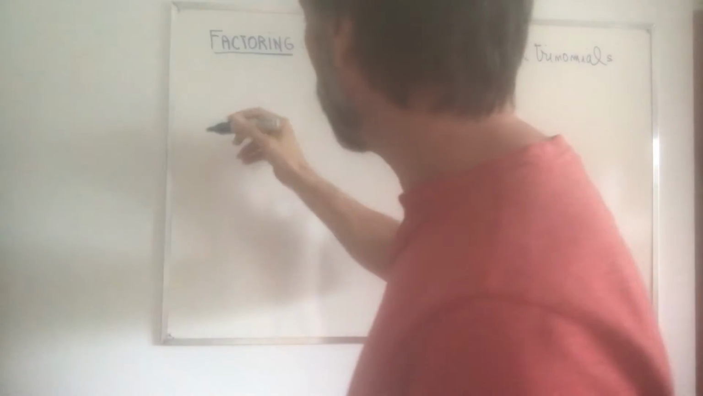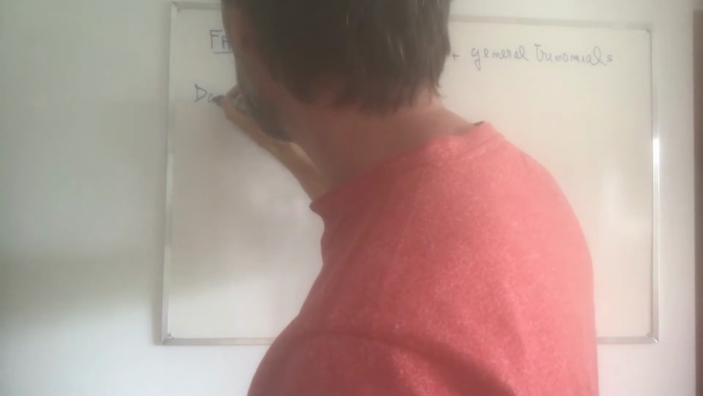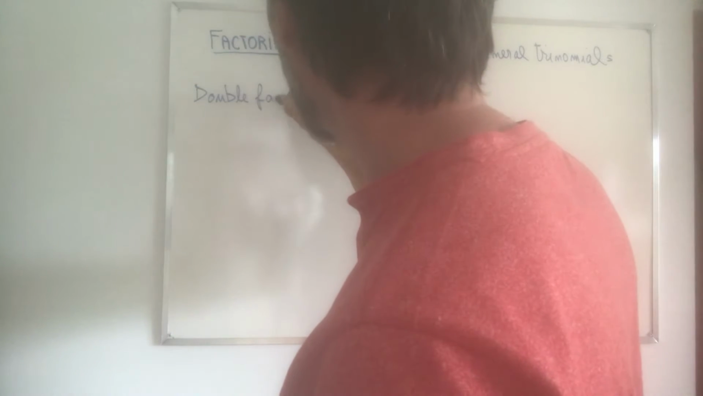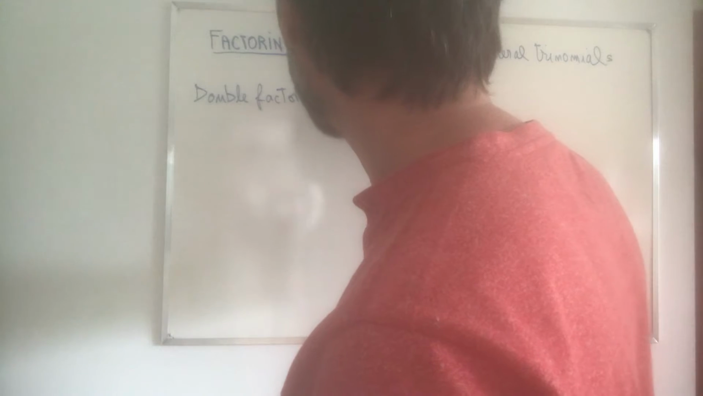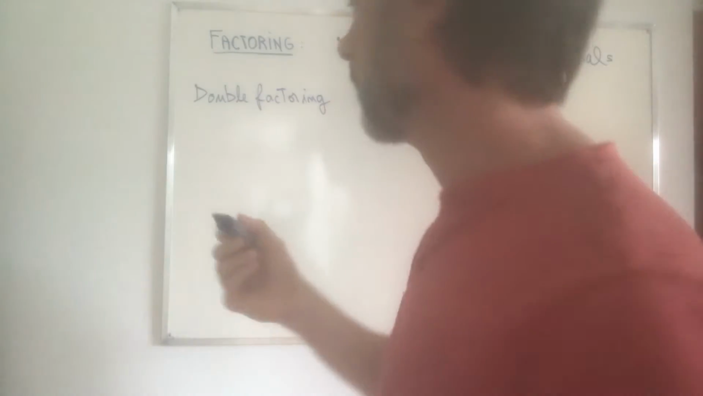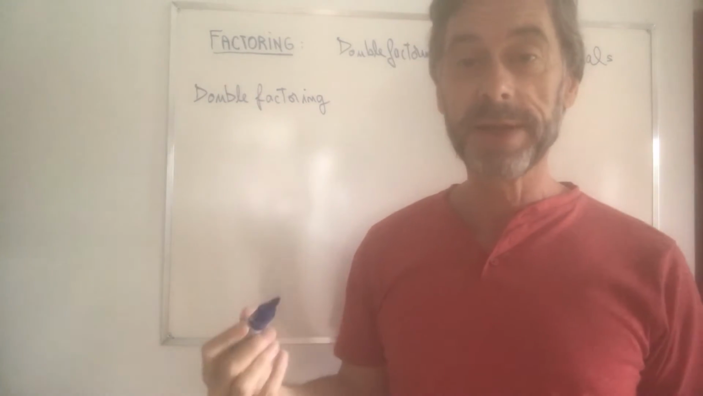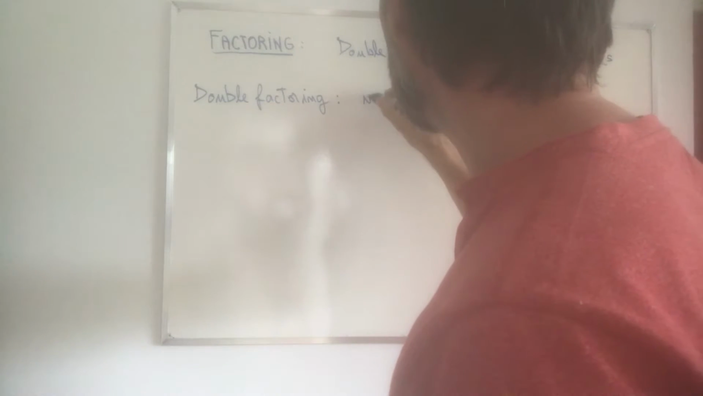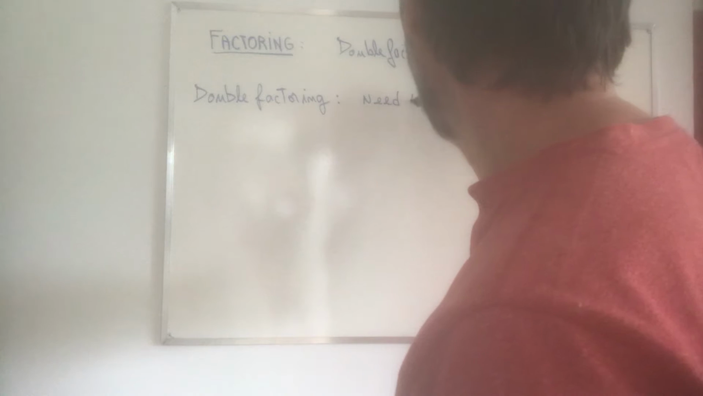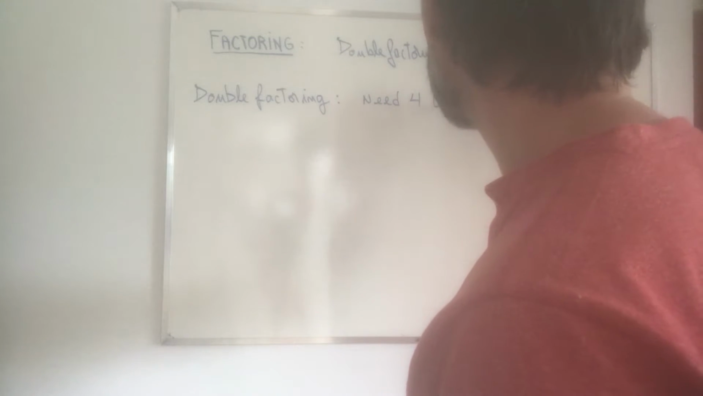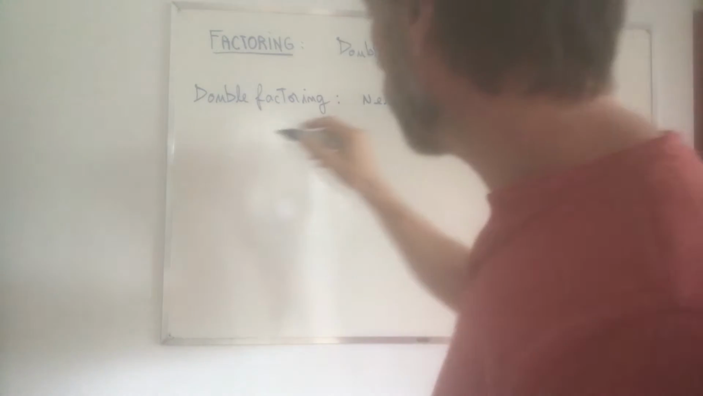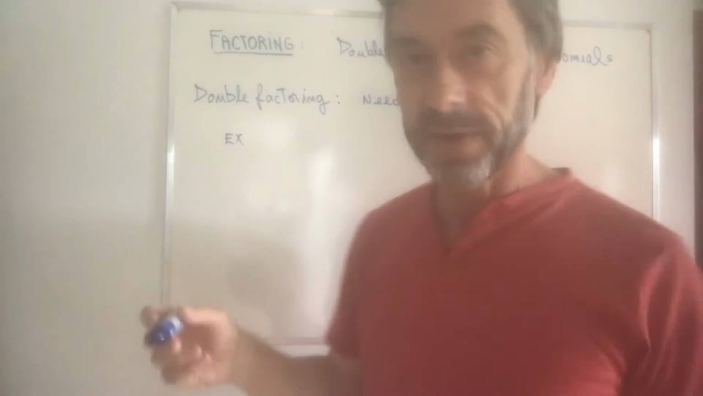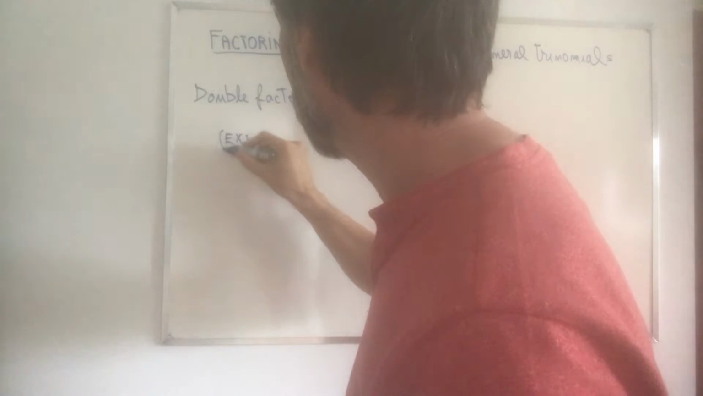So what is double factoring? Double factoring occurs when you have four terms. These are the situations we will encounter the most often. So for double factoring, you need four terms. Let me give you an example, and then you'll see exactly what the meaning of double factoring actually is.